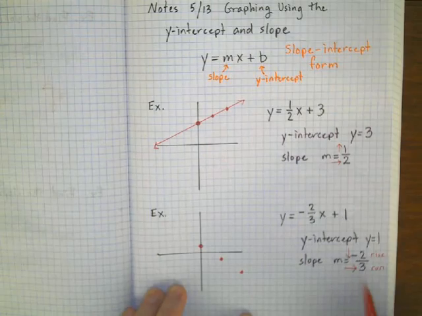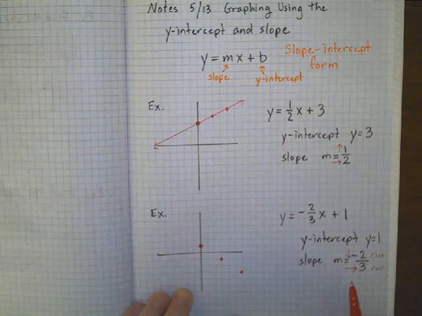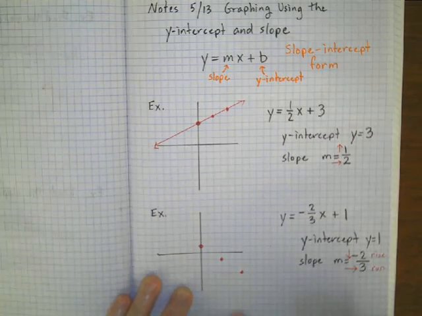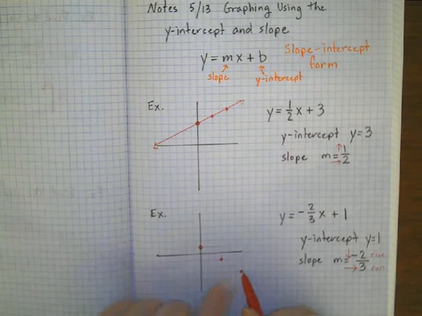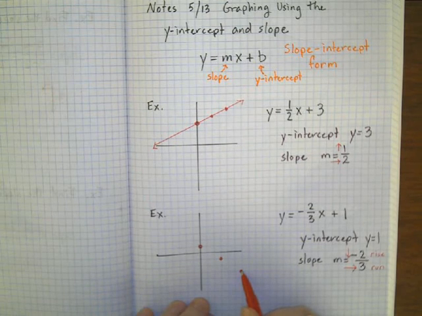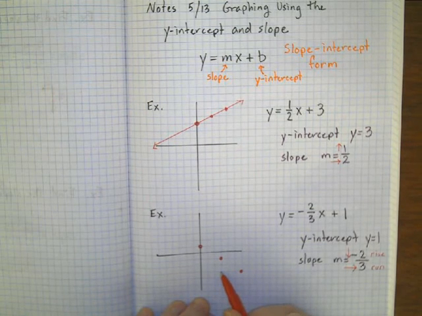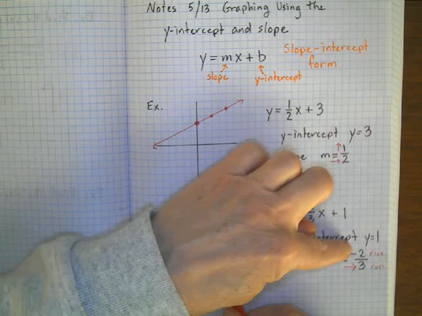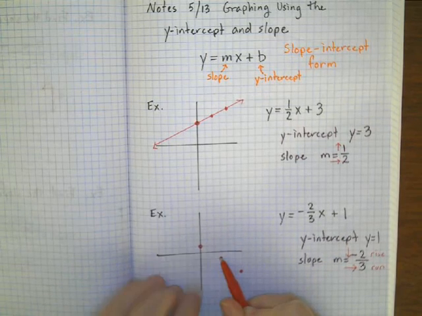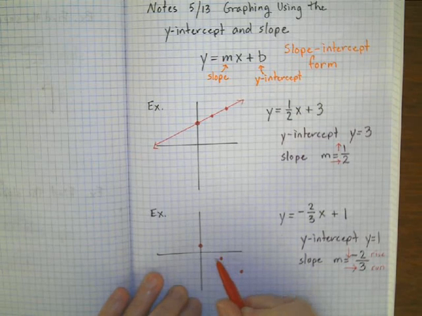Okay, you know how I just said the run is always to the right? Well, what if I wanted to go to the left? Notice, if I start here, and instead of going to the right, what if I go to the left 3? 1, 2, 3. Then instead of going down 2, I would have to go up 2. 1, 2, to get to that point.